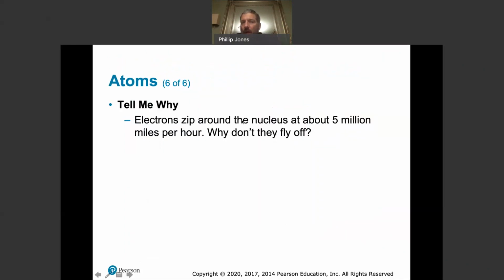So it says here, the publisher put the slide here. Electrons zip around the nucleus at about 5 million miles per hour. Why don't they fly off? Well, because of electronegativity, the gravitational pull, you can think of it, of the nucleus that contains the neutrons and protons, holding them in its atmosphere, okay? And we could picture them as rings, but literally they're orbitals, all right? And they could be potentially anywhere in that molecular pattern.